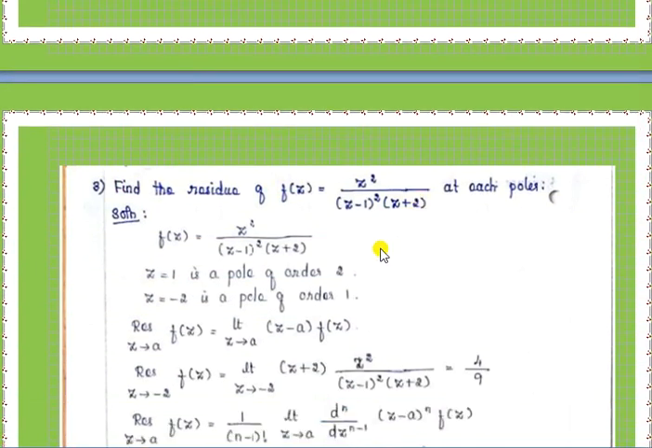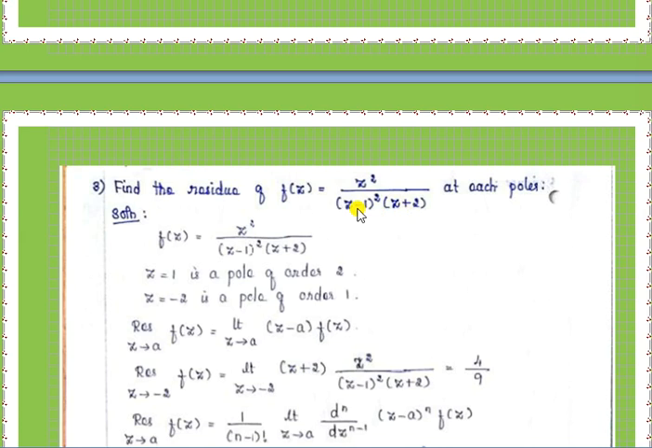So let us move to the third category. Find the residue of f of z equal to z square by z minus 1 the whole square into z plus 2 at each pole. We need to find out the residue value of all the poles. So therefore, here we are having 2 poles. One is 1, another one is minus 2.